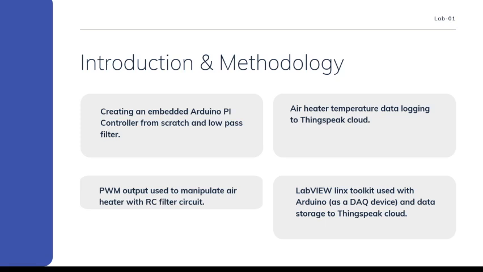What methodology have I used in this lab? The first step is creating an embedded Arduino PI controller from scratch, and a low pass filter. Second is the air heater temperature. This PWM output is used to manipulate the air heater with an RC filter circuit, and then the air heater temperature data is logged to the ThingSpeak cloud, and finally we compare our Arduino result with LabVIEW.